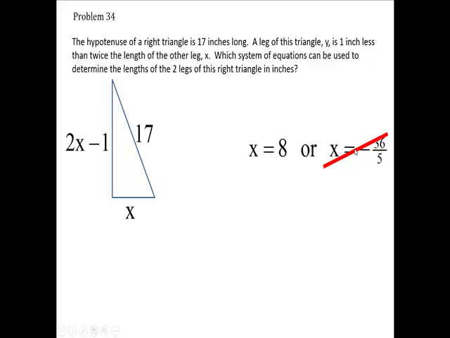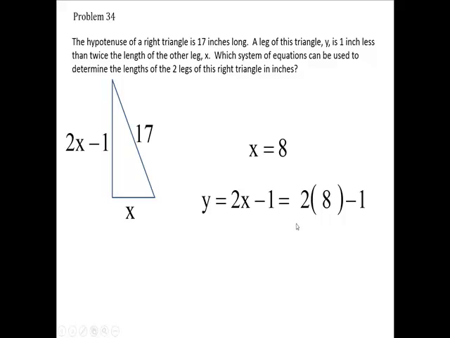See how x was a negative 36 over 5? How are you going to have that for a length? Since it can't be negative, throw it out. Use x to be 8, and y is 2x minus 1. Double the 8, 2 times 8, fill in the 8 in there for the x, and we're going to get 16 minus 1. So y is 15. This side is 8, this side is 15.